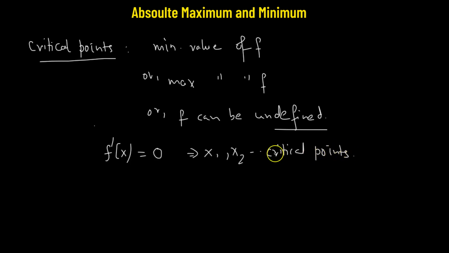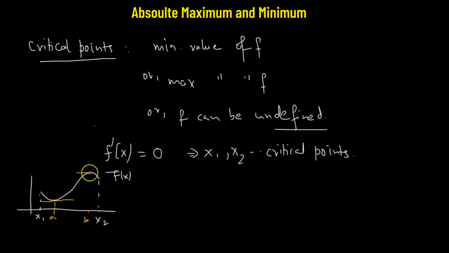In other words, whenever we have a function f of x lying within the interval x1 and x2, we can consider 2 points, x equals a and x equals b. At x equals a we have a minimum value, and at x equals b we have a maximum value. Here we have 2 critical points, and when we draw the tangent to the curve at these 2 points, the tangent line will be parallel to the x-axis, meaning it has 0 slope.